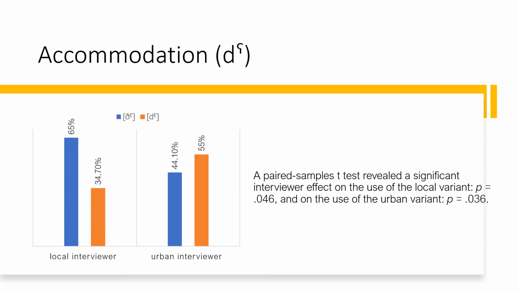Accommodation in the realizations of the second variable also gives a similar picture here. Again, speakers are using the local variant a lot less with the urban interviewer, and the interviewer effect is again found to be significant with regards to realizations across the two interviewers. So interlocutor effect is found to be significant again.